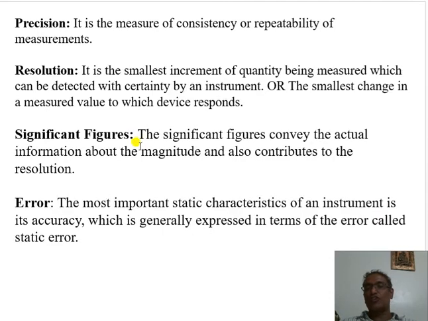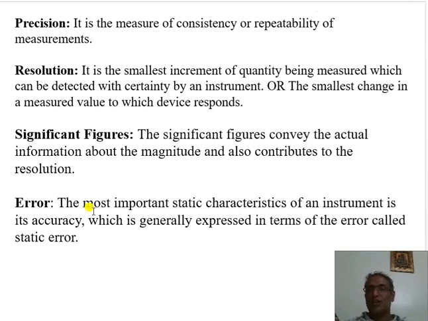Next, precision. It is a measure of consistency or repeatability of the measurement. If I measure the same value n number of times, it should show the same value. It should not vary with time. It is the consistency with which the device measures the value.